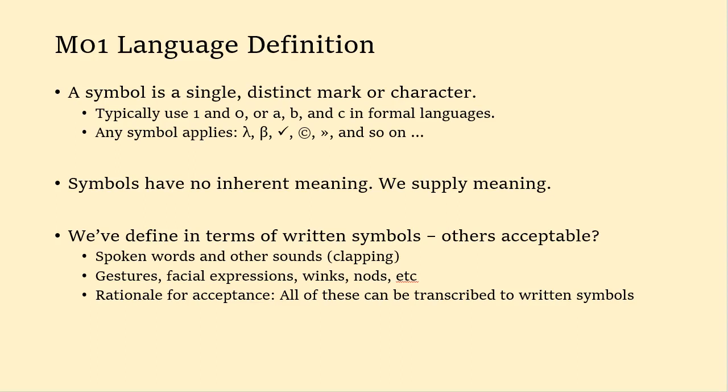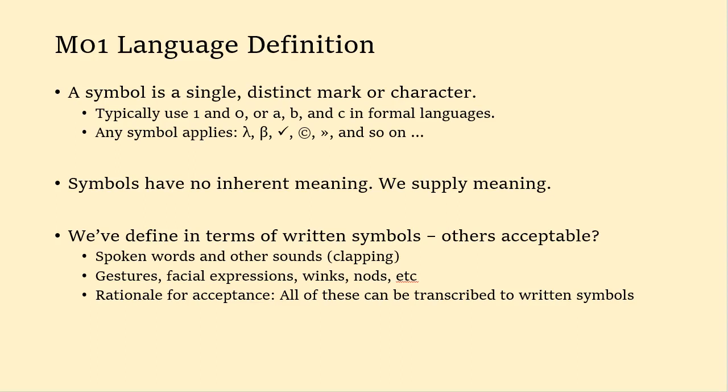Okay, so language definition. Now, because it's a formal system, we're going to take advantage of what all formal systems have in common. All formal systems have a small number of things and a small number of operators to operate on those things. So this is going to be a very small, clean definition. We start off with a symbol. A symbol is a single distinct mark or character.